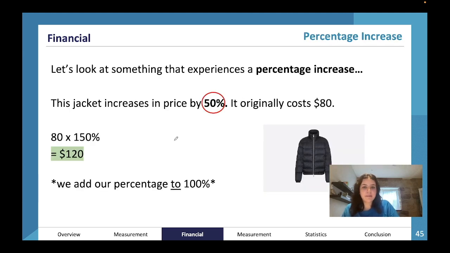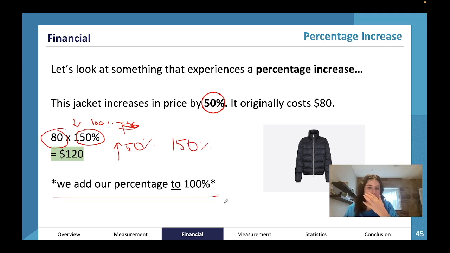All right, so we're going to look at something that experiences a percentage increase. So this is a jacket that increases in price by 50%. It originally cost $80. To find the percentage increase, we add the percentage to 100%, because 100% of 80 is $80, right? So if we want to go up by 50%, we have to do 150% of the price. We add our percentage to 100% already. We don't just times it by 50% because we get half if we did that.